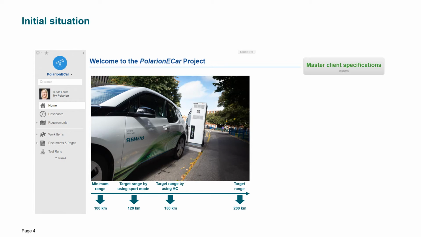So let's have a look at our initial situation. For our master Polarion eCar, we would like to have a target range of about 200 kilometers distance. But by using the AC, for example, it could be that we only reach about 150 kilometers, or by using a sport mode, only 120 kilometers. But our minimum range should be about 100 kilometers. So these four parameters about the distance range are our four master requirements for our different Polarion eCar models.